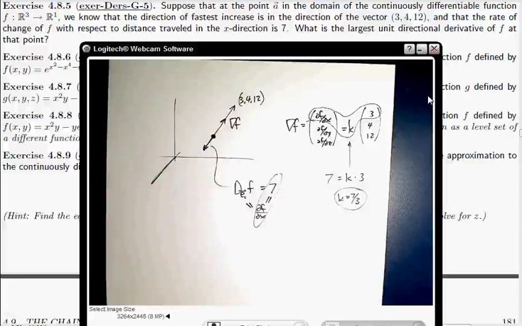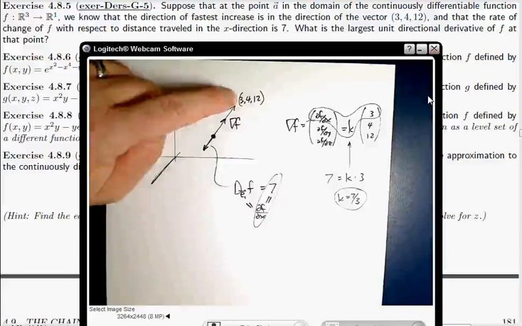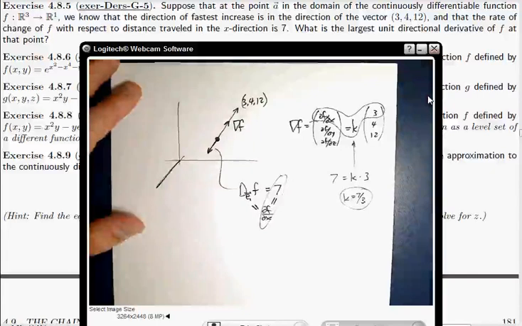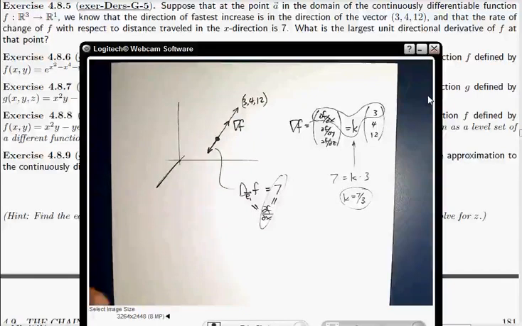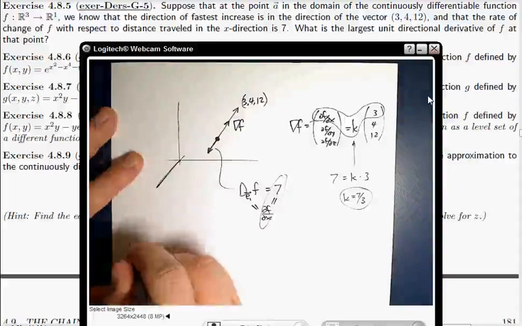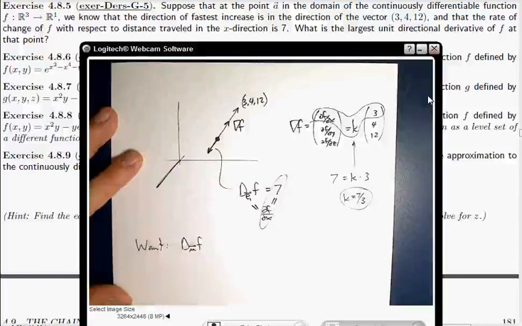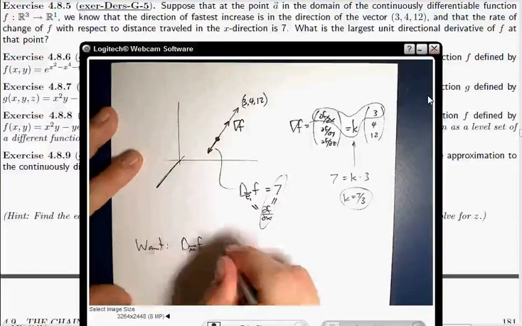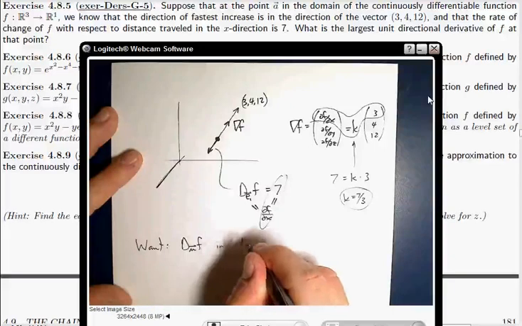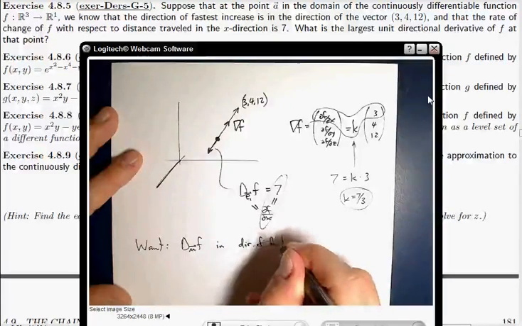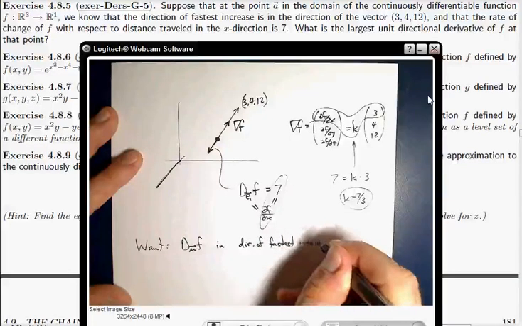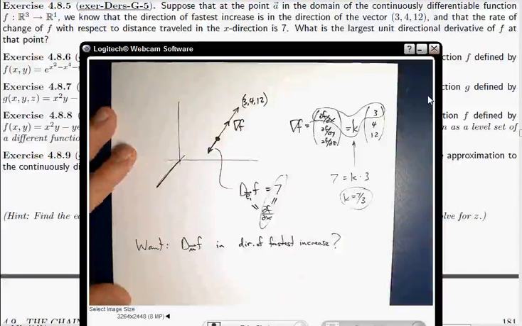Okay. So now that we've understood our givens, the problem says, okay, well, what's the largest unit directional derivative of f at that point? All right, fine. What we already know is that the direction of fastest increase is the direction of that vector. I want to know now what is the directional derivative of f in that optimum direction, the direction of fastest increase. That's the problem I'm being asked.